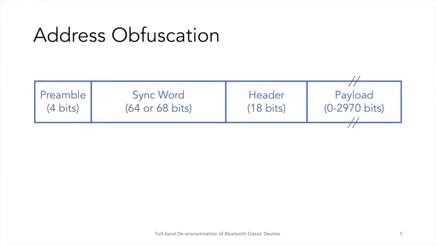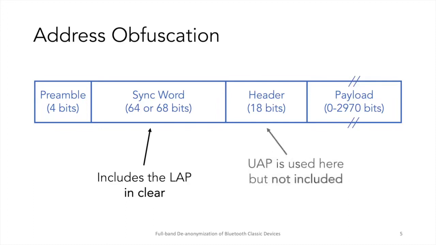In this slide, we show the general format of a Bluetooth packet. After a very short preamble, a synchronization word is used to discriminate among different Bluetooth sessions. The sync word contains the LAP, that is the lower address part of the master address, in clear, so we can recover one part of the address just by reading this field. The remaining part of the master address, the upper address part, or UAP, is not actually present in the packet, but is leaking from the specific error correction mechanism used in the header.